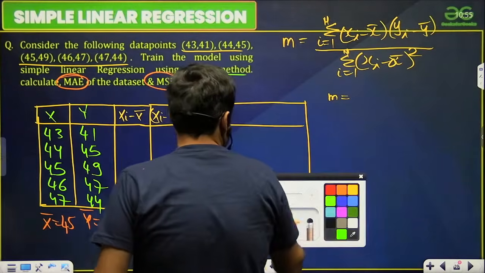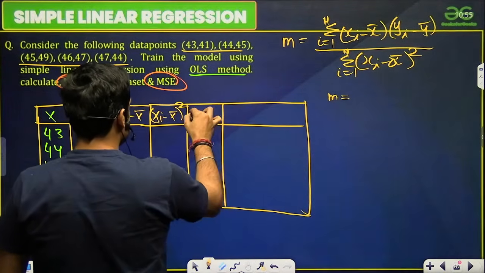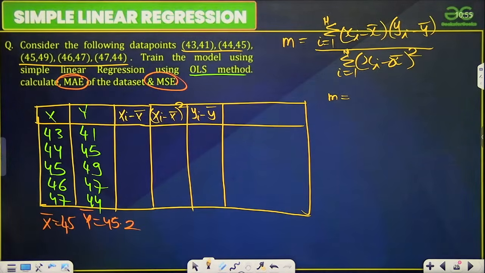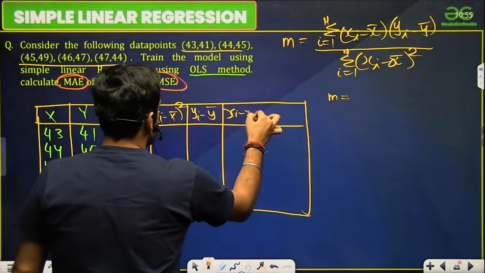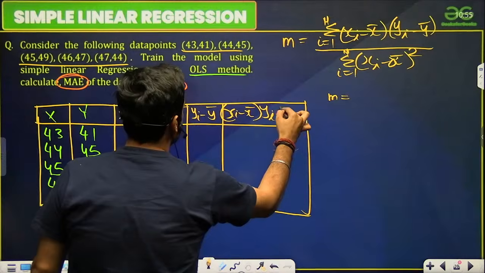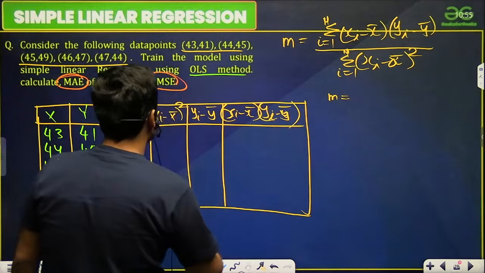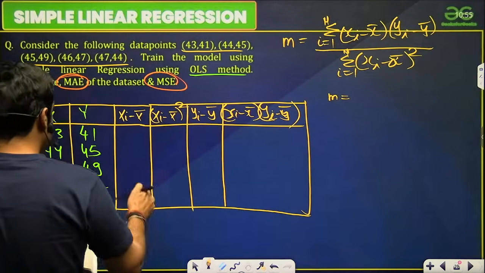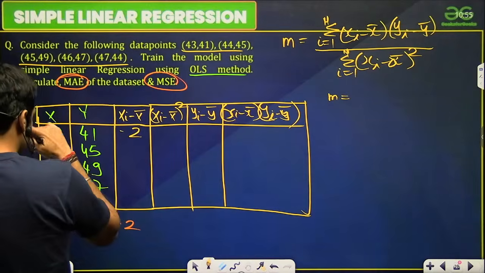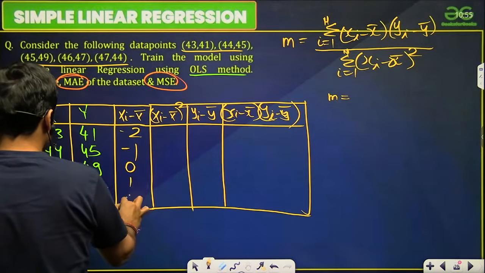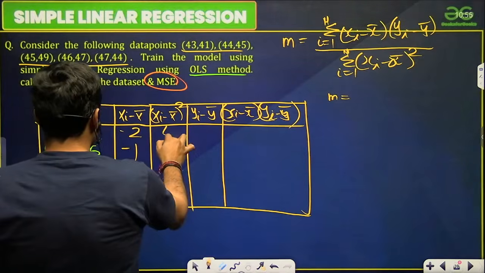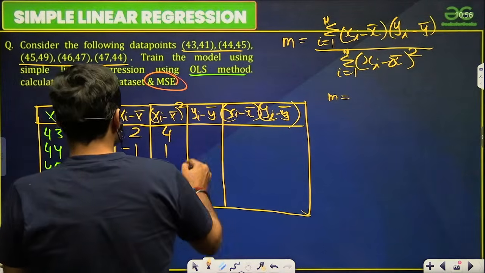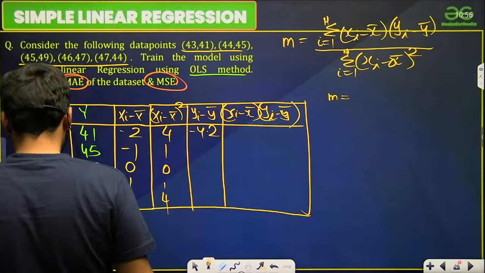So I'll just complete the table. Yi minus y bar, then xi minus x bar into yi minus y bar. So xi minus x bar is minus 2, minus 1, 0, 1 and 2, and the square would be 4, 1, 0, 1 and 4. Then yi minus y bar is negative of 4.2.